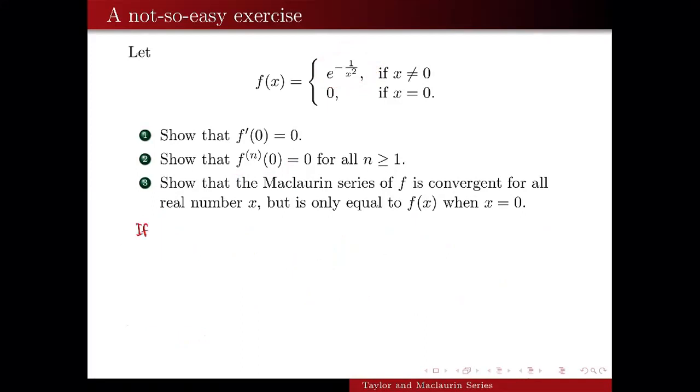If x is not equal to 0, then f prime of x, that's just the derivative of e raised to negative 1 over x squared. So that will be 2e raised to negative 1 over x squared, over x cubed.